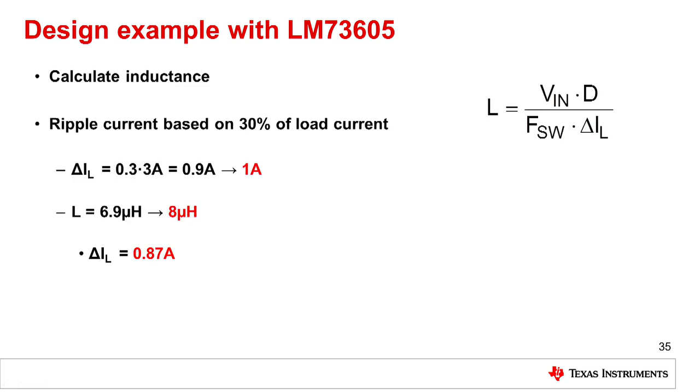So we need to calculate the inductance also. For a buck boost, you can calculate the inductance pretty much the same way as you do for a buck. The equation is shown here on the right hand side of the slide. Typically we pick a ripple current of about 30% of the maximum load current. So in this case, 30% of 3 amps is 0.9 amps. Call it 1 amp. We calculate a 6.9 microhenry inductor, so we'll pick a standard value of 8 microhenries in this particular case.